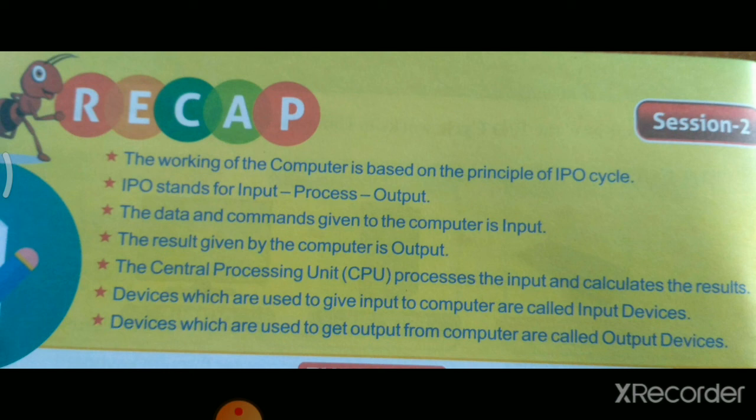Next, we learned about the CPU. The full form of CPU is Central Processing Unit. CPU is known as the brain of the computer. So, the CPU processes the input and calculates the result. Then next, what are input devices? The devices which are used to give input to the computer are called input devices. What are output devices? The devices which are used to get output from the computer are called output devices.